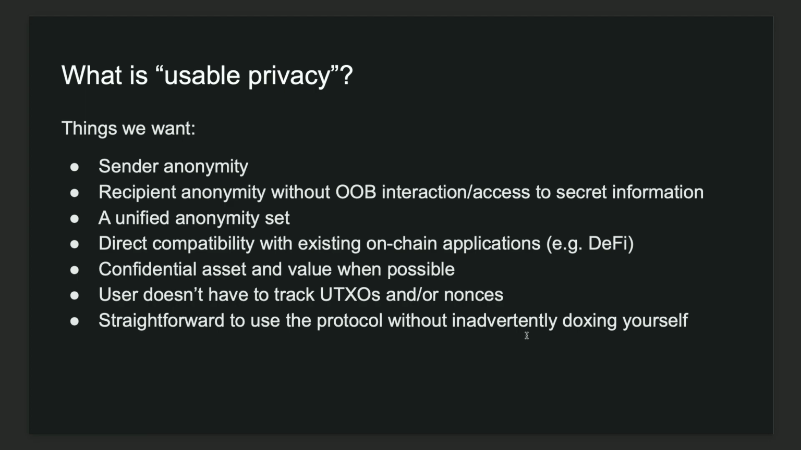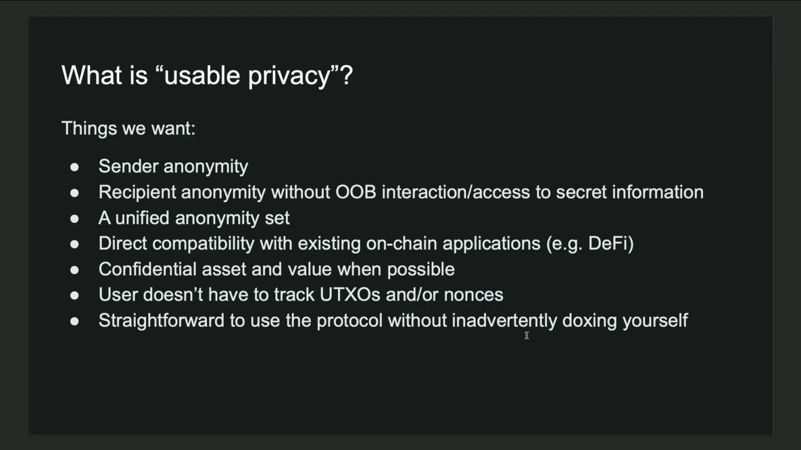So we want a user experience that's almost like Venmo, where if I know someone's contact information, I can just send them a payment without needing to have any special information from them. We also want a unified anonymity set because we know that the bigger the anonymity set, the better it is. And then in addition to that, we would like to have direct compatibility with existing on-chain applications.